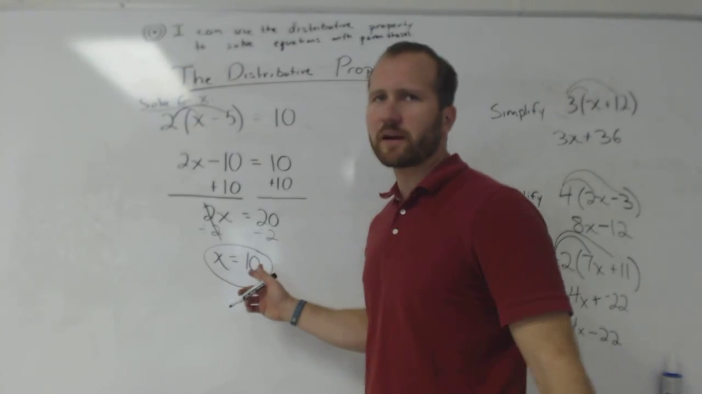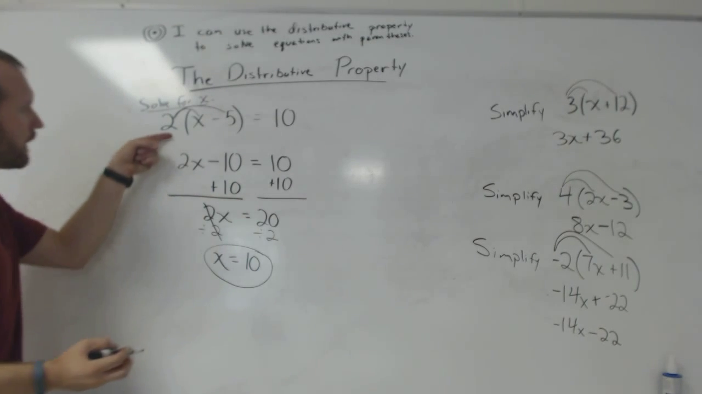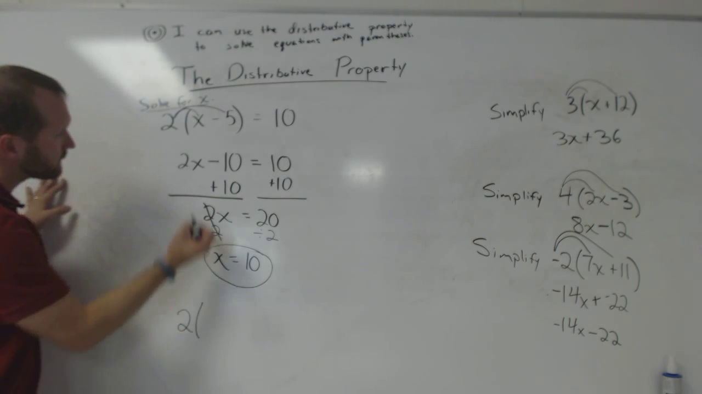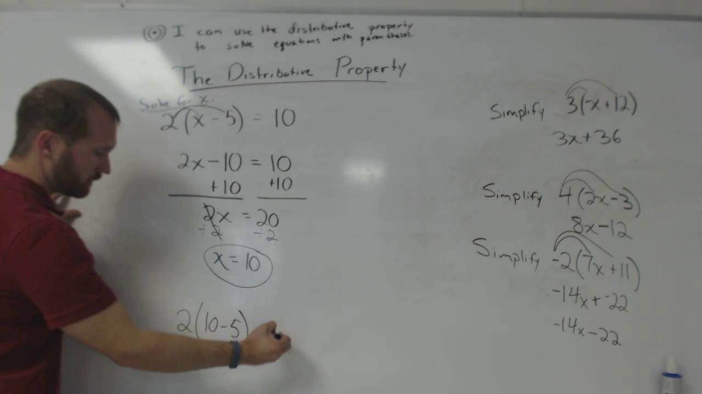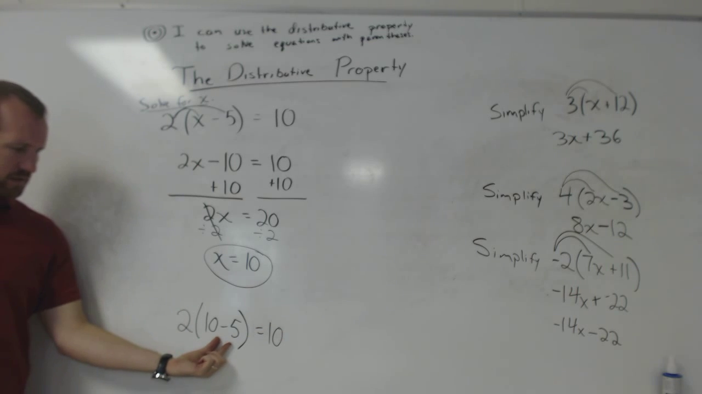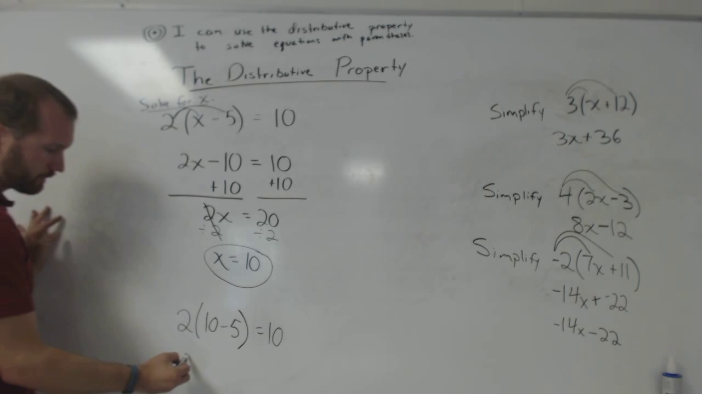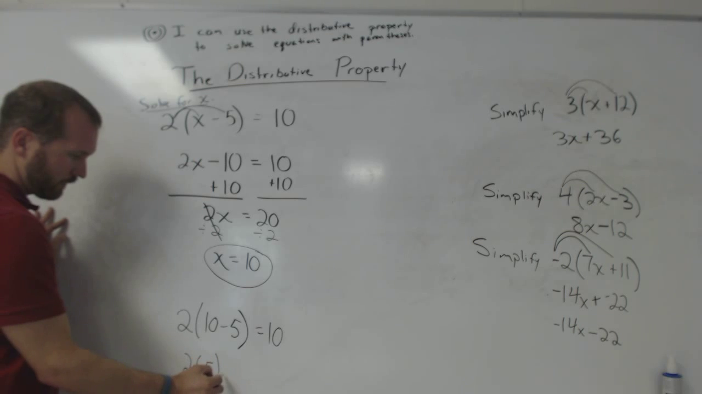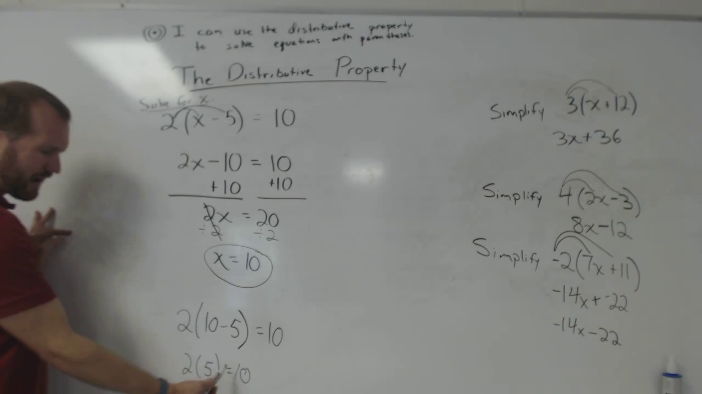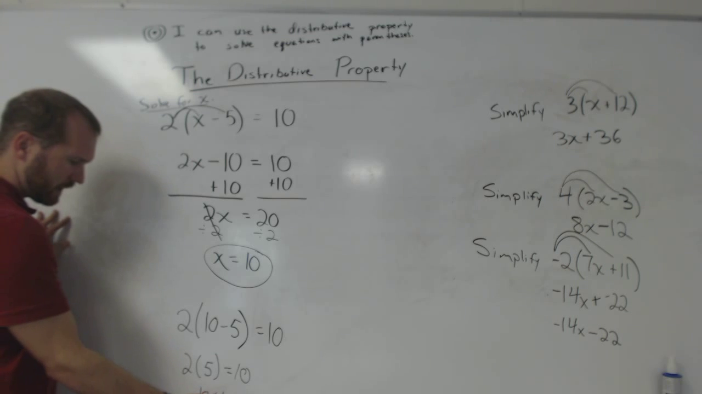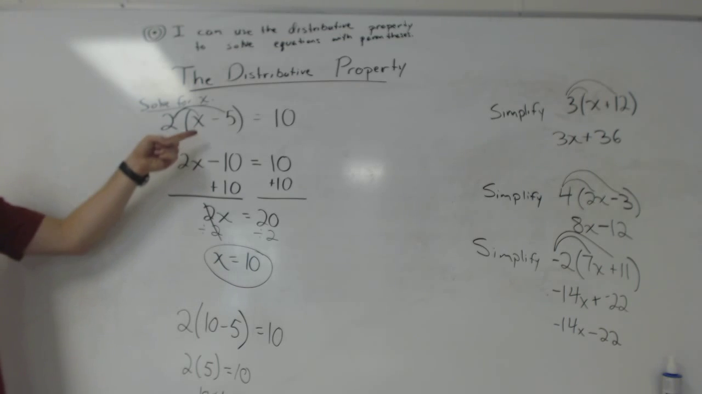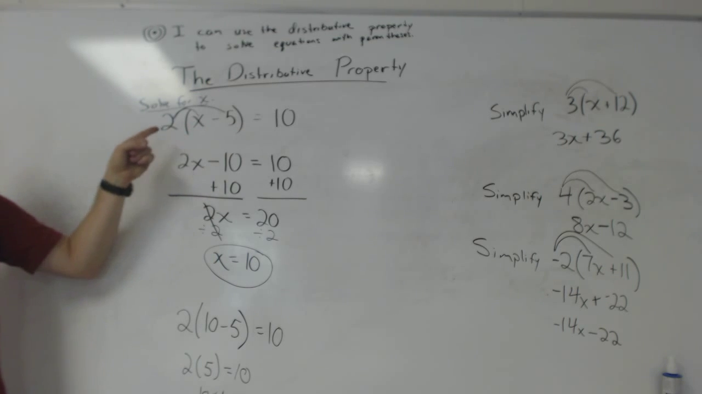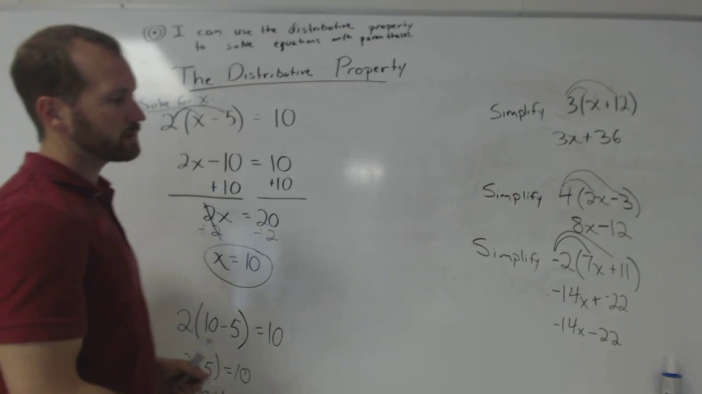Let's just plug it in to see if that really makes sense. My original equation said 2 parentheses x, I think x is 10, minus 5 equals 10. Well, now I can just combine 10 minus 5 inside my parentheses. What is 10 minus 5? 5. So does 2 times 5 equal 10? Yes. Does 10 equal 10? Yes. So this really did work. It really gave us an answer that makes this equation true. The value of x that makes the equation true.